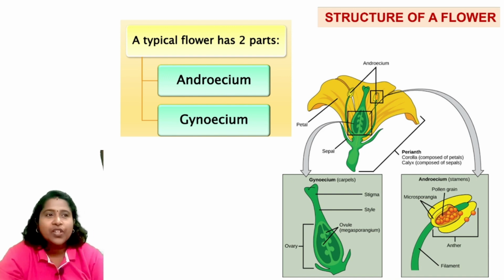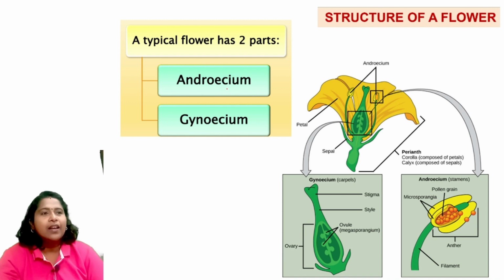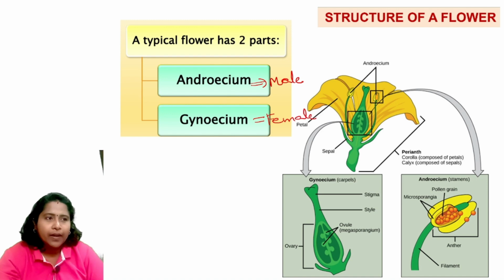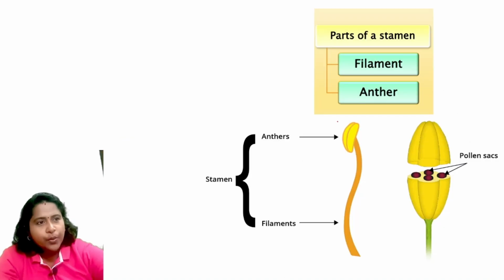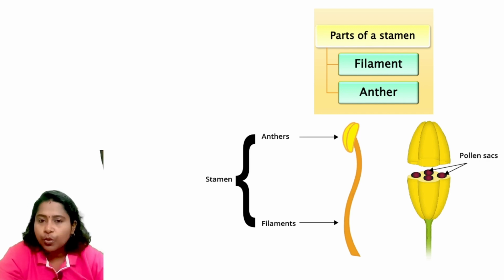A flower has two major parts, that is androecium and gynoecium. These are the two typical sexual parts of a flower. Correct? So androecium is the male reproductive part, but gynoecium is the female reproductive part. Now today's session is about the structure of an anther. Very important question. You will get 1 mark, 2 mark, 3 mark, and also 4-5 mark questions from this part.